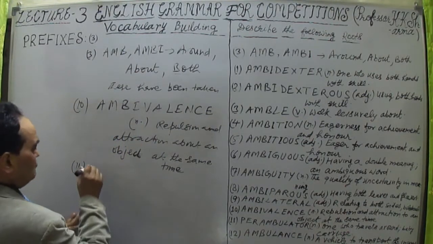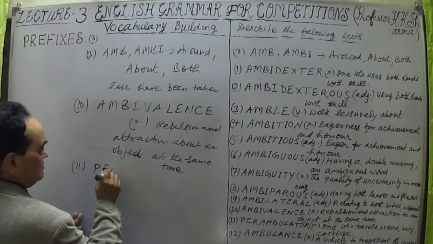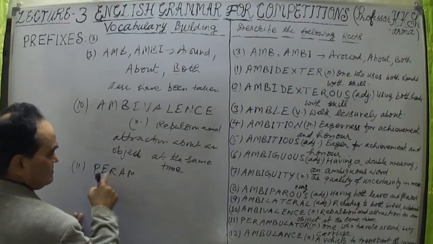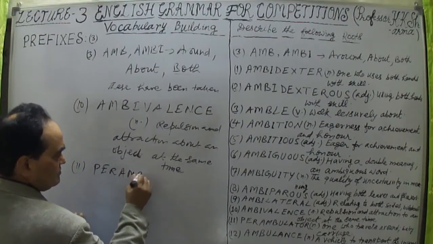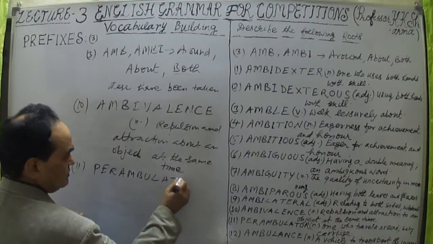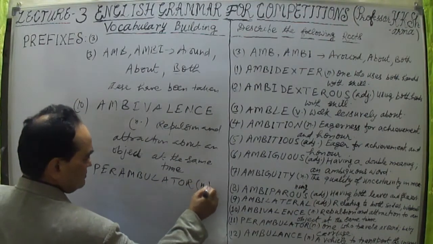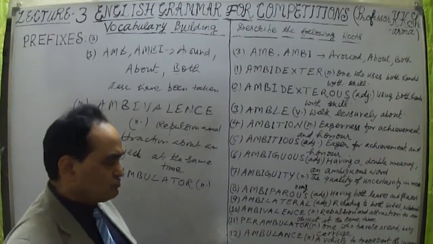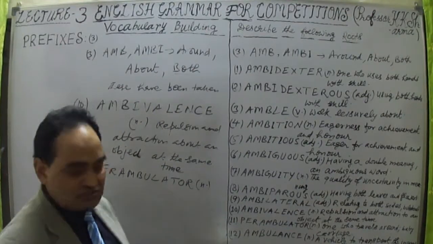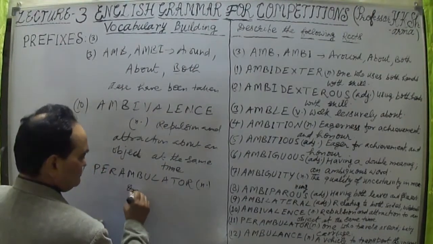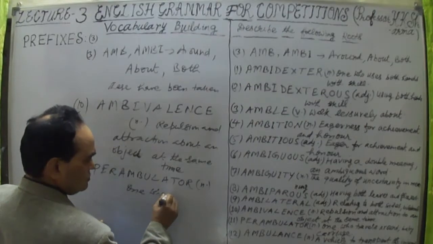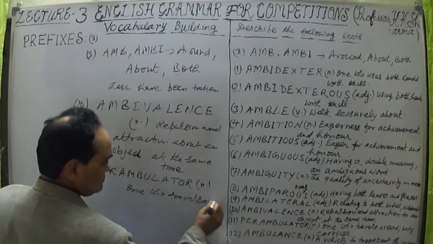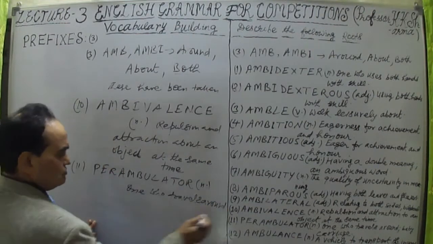The 11th word is perambulator, P-E-R-A-M-B-U-L-A-T-O-R. Perambulator is one who travels around. Just for example, a baby carriage. One who travels around.